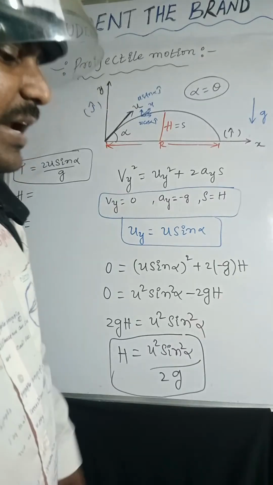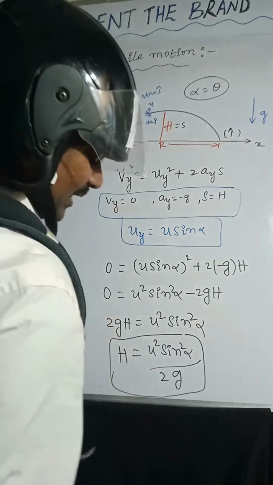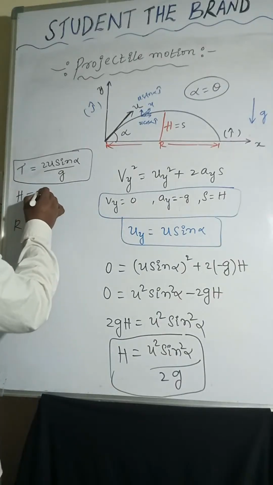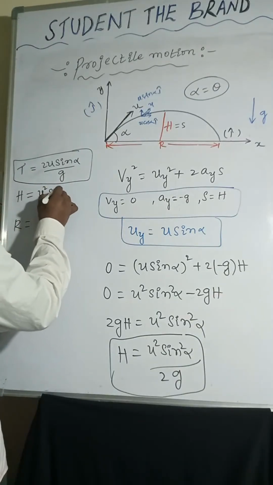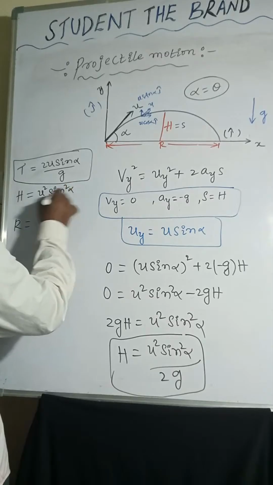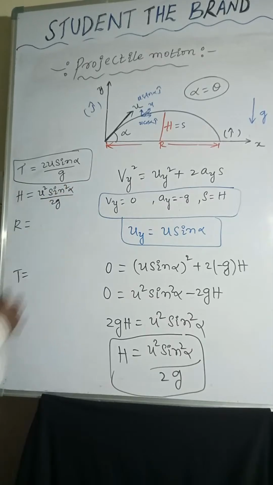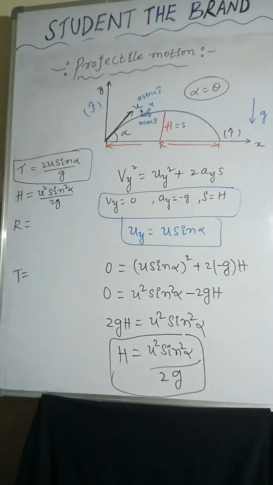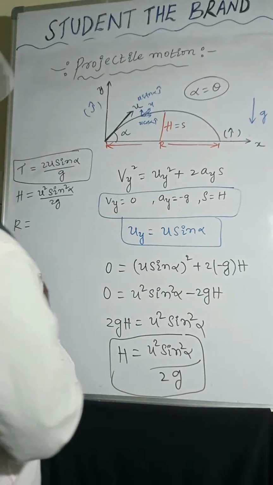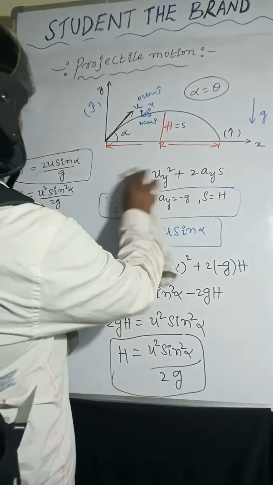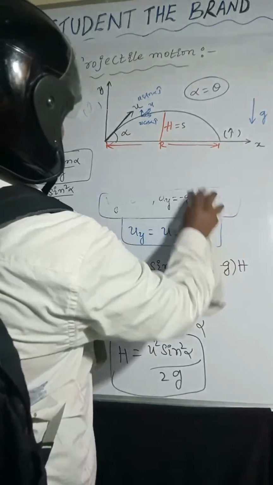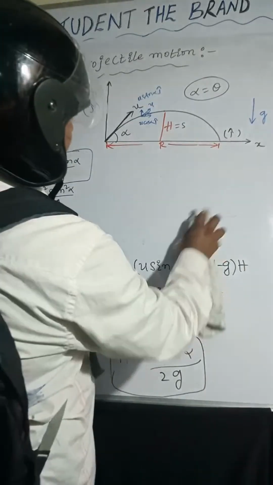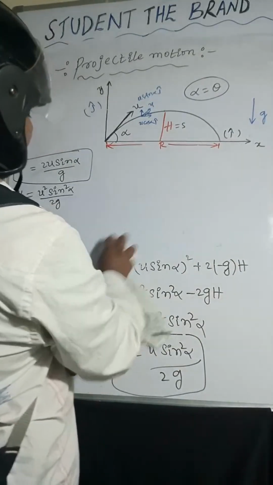Now, range we will take. So now I'll write height h equal to u square sin square alpha by 2g. If you substitute alpha equal to 45, you'll get maximum height and maximum range. Range I will explain once again. Still we didn't discuss range. So I will explain the range.